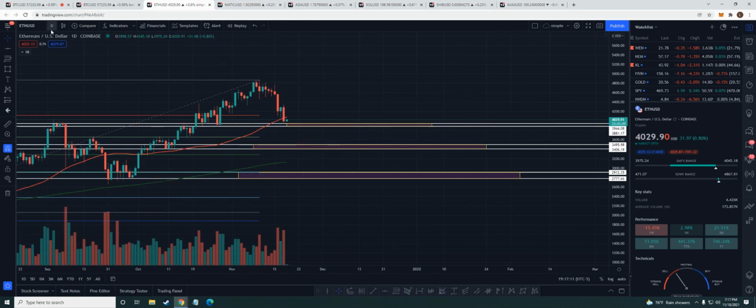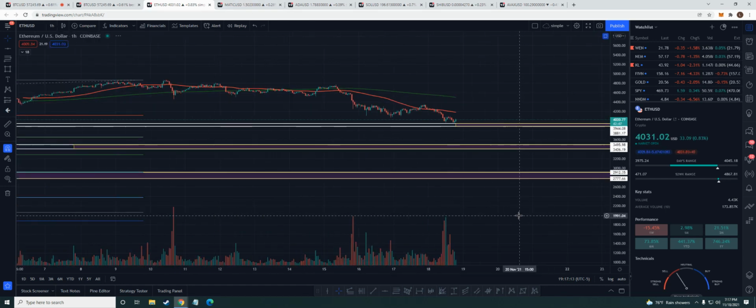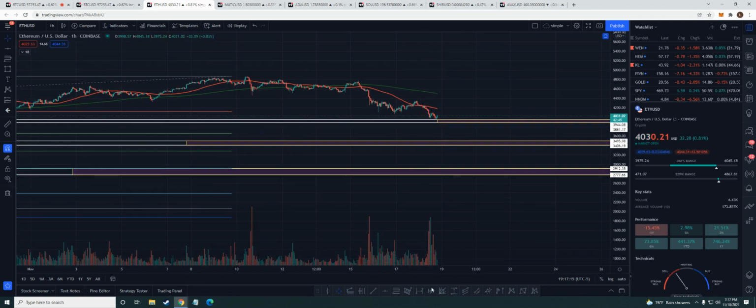To the upside, guys, let's see if we see anything on the 1 hour. Let's see if we can break this trend right here. Let's see if that trend breaks, and let's see if we can get a pop to the upside. That's for Ethereum. Let me save that.